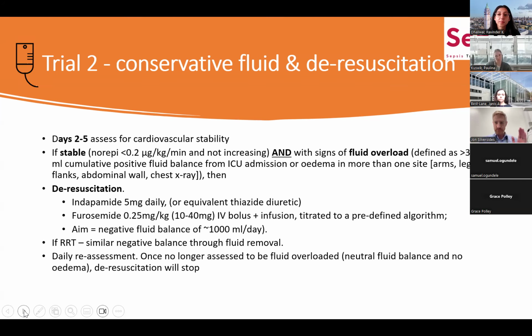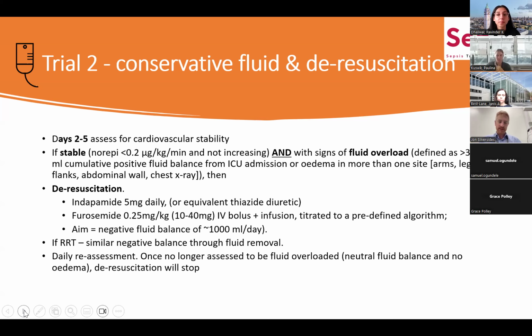Okay, so that's from randomization onwards, and it applies right through to day 5. That was the conservative fluid part. And then on days 2 to 5, we want you to do a little bit of thinking. And this is not dissimilar from what clinicians do every day anyway. It's not something completely new. It's really just protocolizing it a little bit.